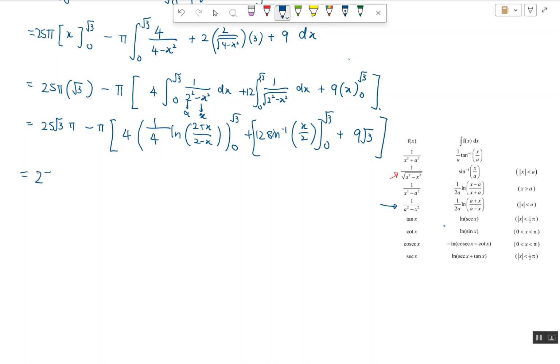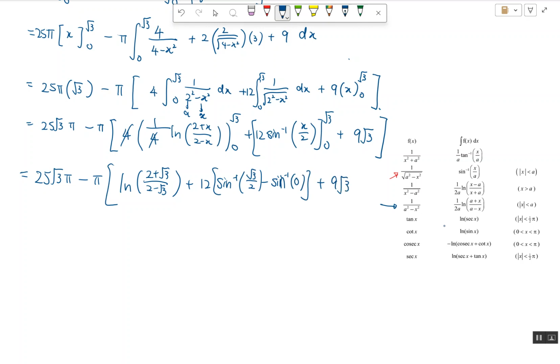Next, sub in: 25 root 3 pi minus pi. This and this will cancel. This will be ln of (2 plus root 3) over (2 minus root 3), okay, plus 12 sine inverse of root 3 over 2 minus sine inverse of 0, which is going to be 0, okay, plus 9 root 3. Square bracket here, then you can work out your final answer. 25 root 3 pi minus pi ln of (2 plus root 3) over (2 minus root 3) plus 12.